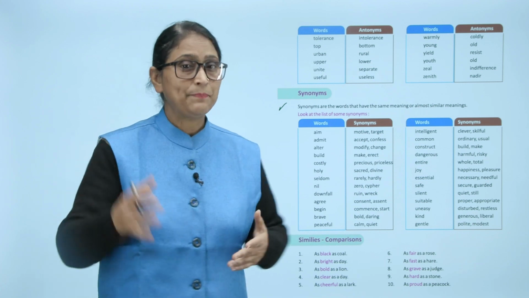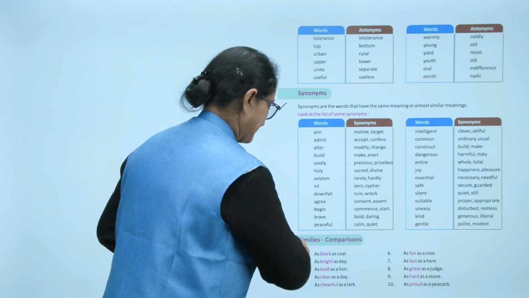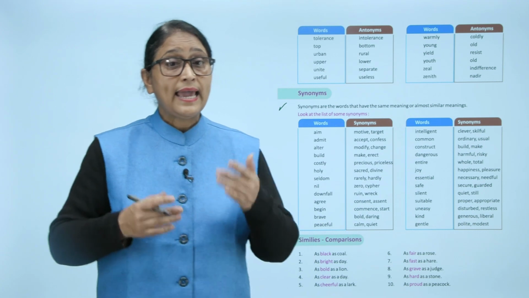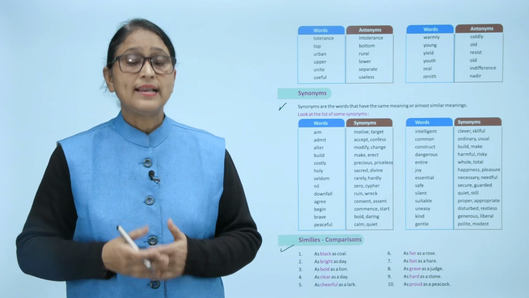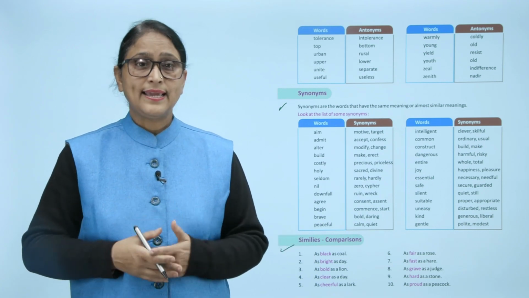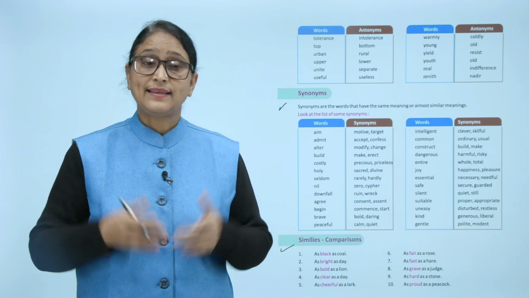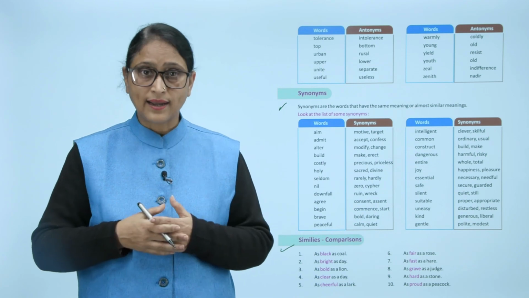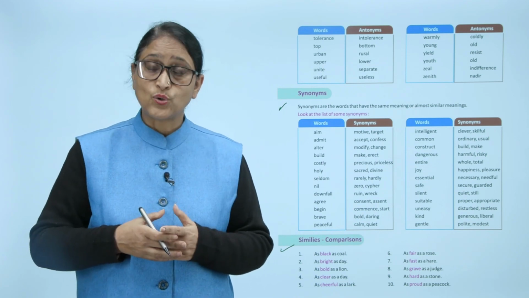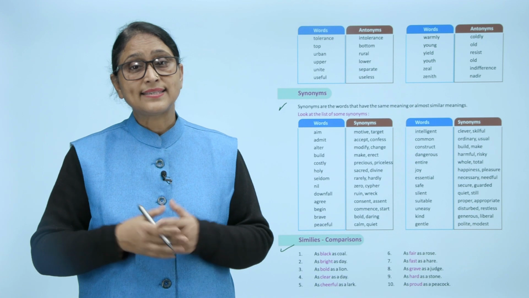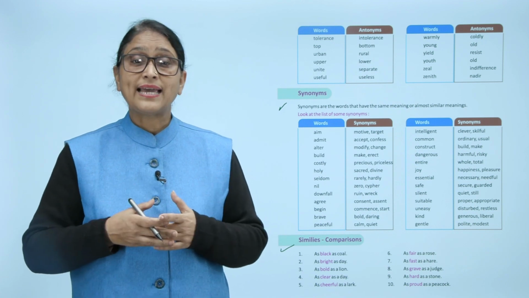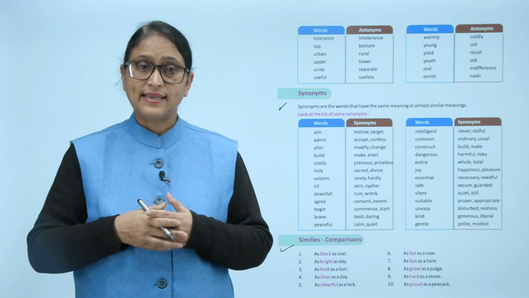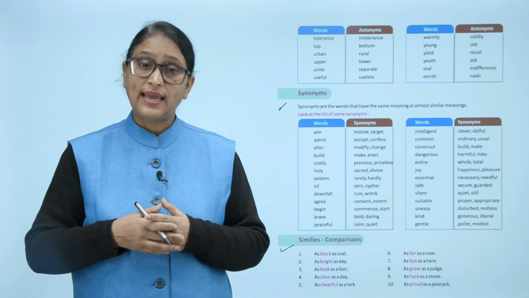Now similes and comparisons. As black as coal, as bright as day, as bold as a lion, as clear as day, as cheerful as a lark, as fair as a rose, as fast as a hare, as grave as a judge, as hard as a stone, as proud as a peacock.